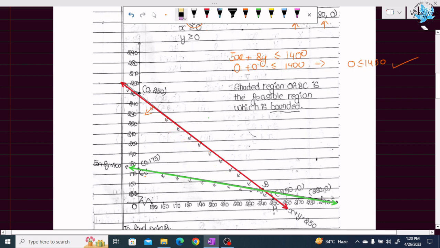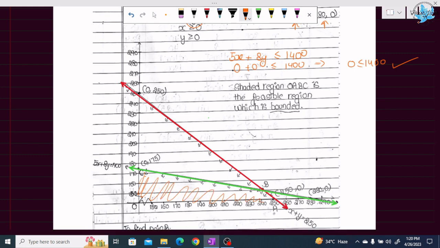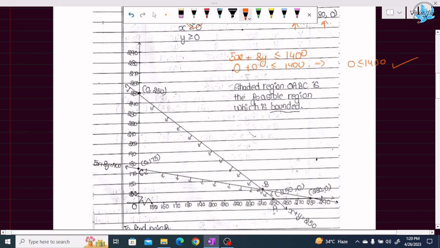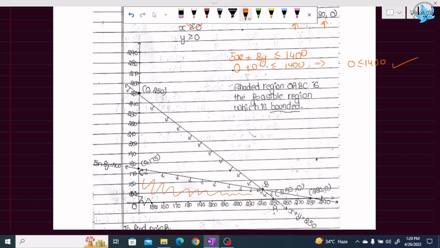From the arrows you can see the common region which comes under both the lines is this one. So this area will be the shaded. If I remove the line, then you can see the graph more clearly. The shaded area would be this one. So you have to shade this area.